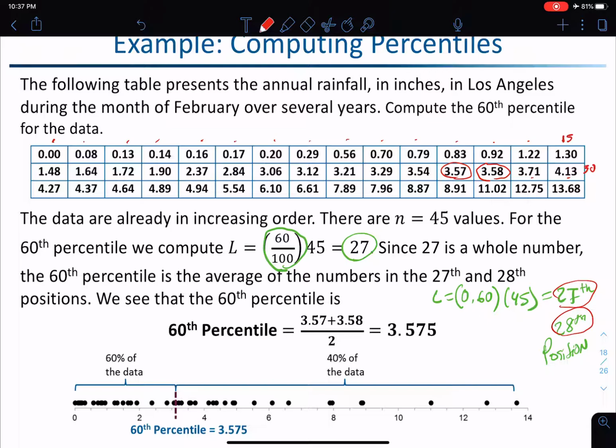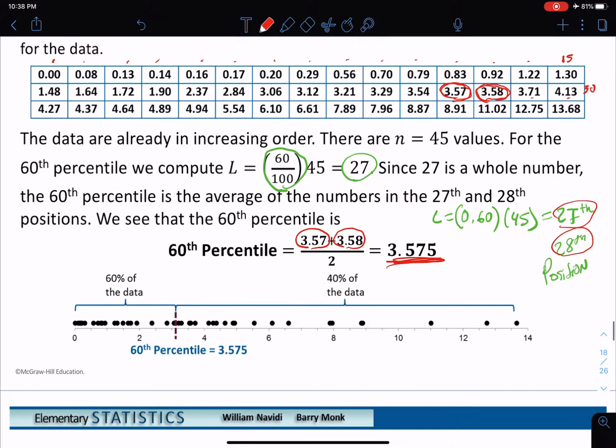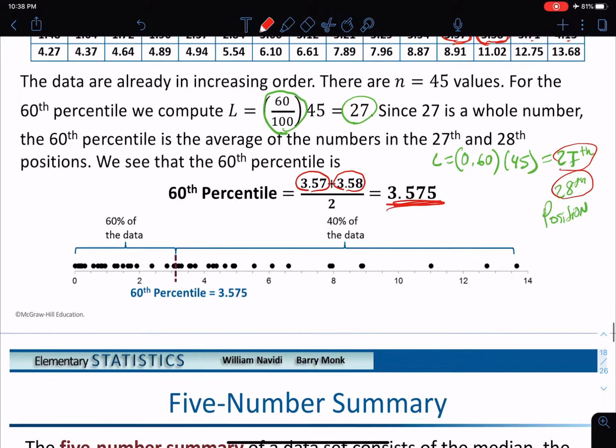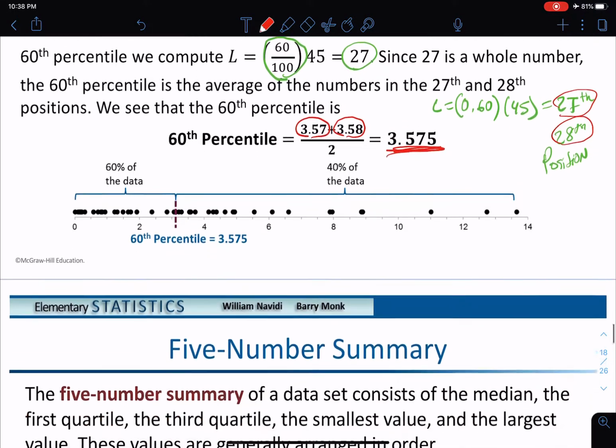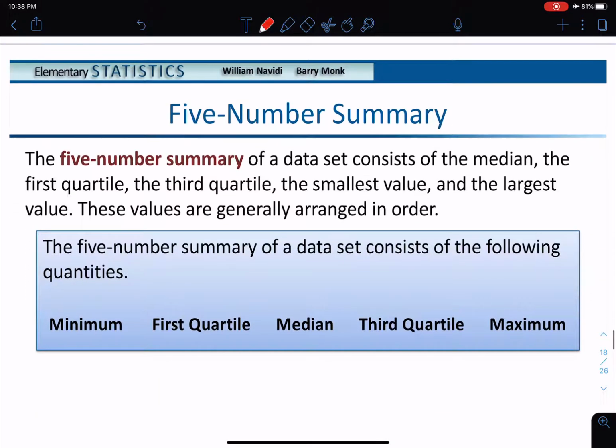So that's where this came from, right? You see this 3.57, plus the next position over, which is 3.58. Find the average of those. Add them up, divide by 2, and that is your 60th percentile. Pay attention to what it says about rounding. Often you're rounding to 2 decimal places, but they'll usually specify. This one didn't have any, it was exactly that, so we didn't have to round it off, but just pay attention to what it says when you're entering the data.